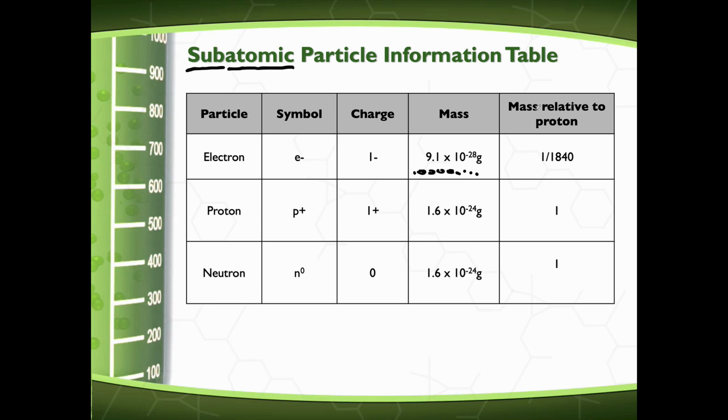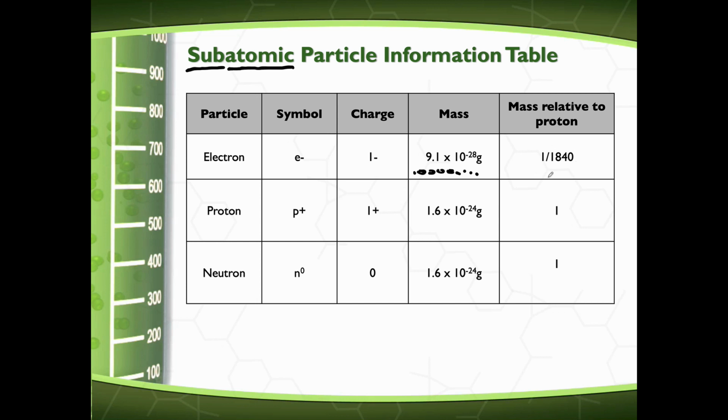So in this last column, the mass relative to a proton, well, the proton's mass and the neutron's mass were basically equal, so we could say they have a 1-to-1 ratio. But look at the electron here. We have 1/1840th the size of the mass of the proton.